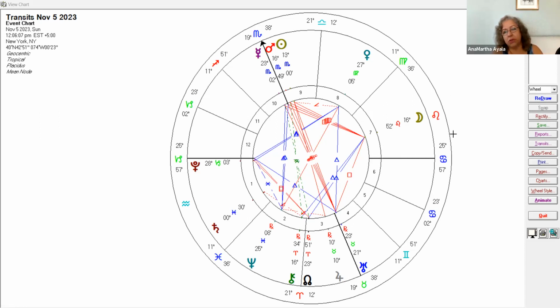So when the rulers are in the sign that they rule, that's a very strong chart, right? Well, Saturn's in Pisces here, but Neptune is in Pisces. So this is a strong rulership.